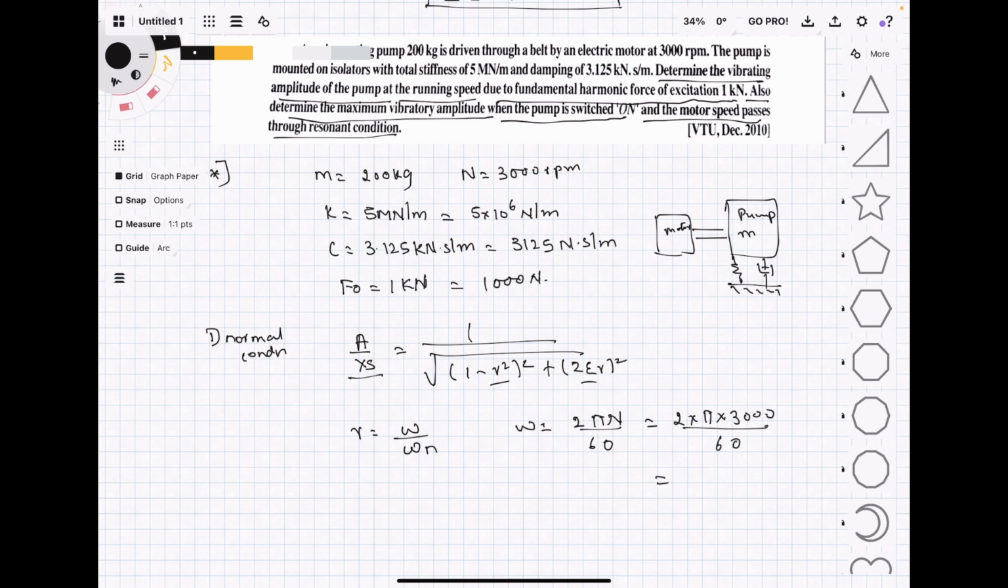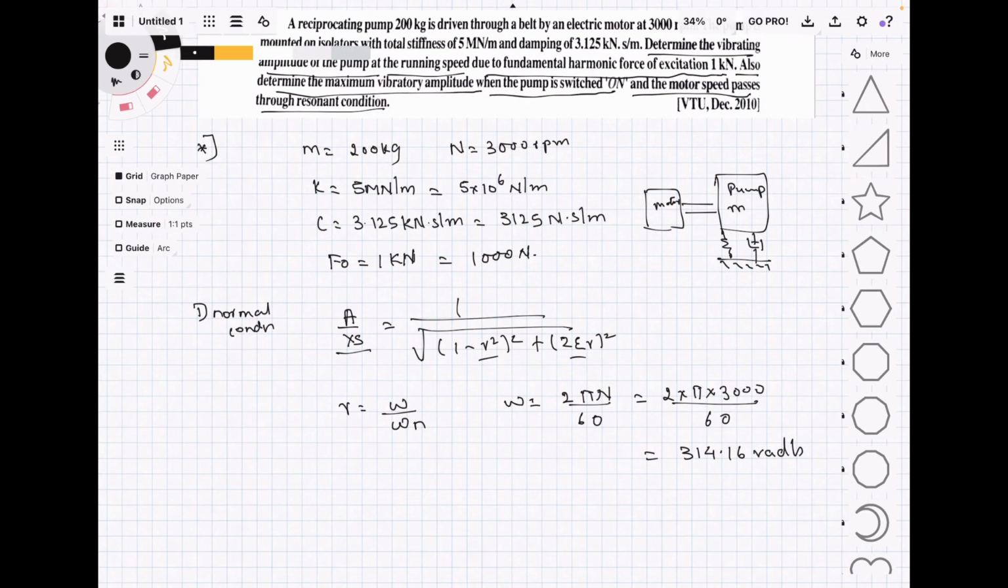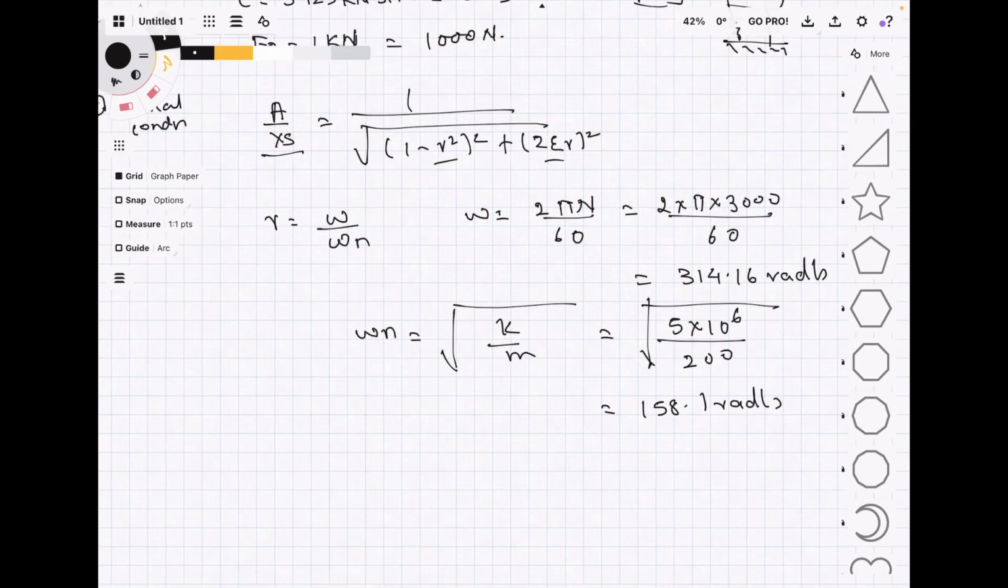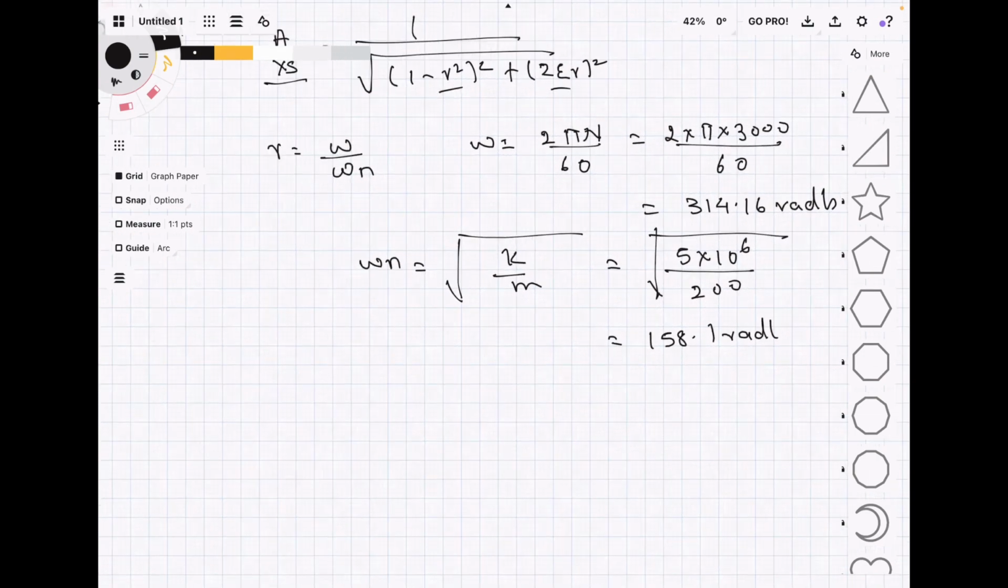So you will be getting around 314.16 radians per second. Similarly, omega n is nothing but root k by m, which is root of 5 into 10 to the power 6 divided by mass of 200 kg. So you will be getting it as 158.1 radians per second.